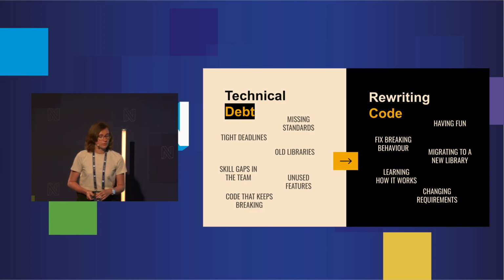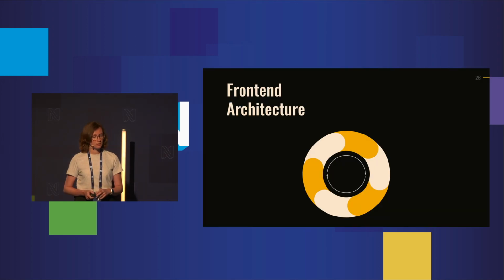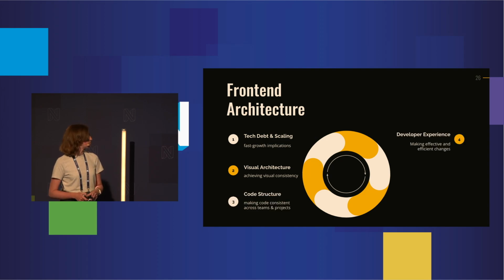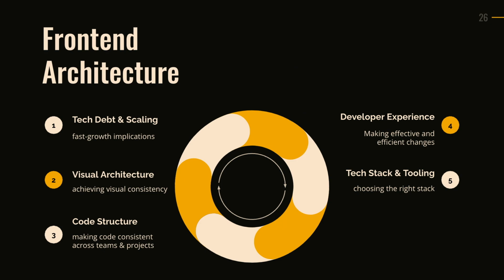So that's a little bit the beginning of why front-end architecture is important. The technical debt and rewriting the code, where the architect really helps the teams to do that. And that's kind of what we tackled already a little bit in this talk. So now we will look at some different areas. We will look a little bit at visual architecture, at code structure on the front-end side, at the developer experience, also the tech stack and tooling, a little bit about migrations, and then also a little bit about the production processes.